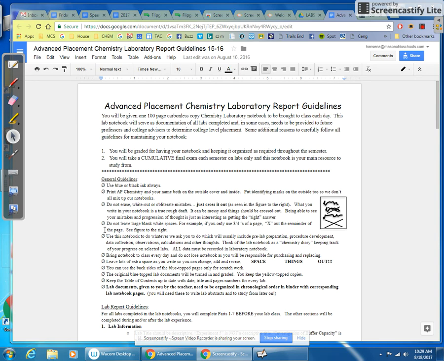Some things that might jump out at you. Yes, you do have to use blue or black ink. Yes, you have to make sure your name's on your lab notebook someplace. Yes, this third bullet is really important.